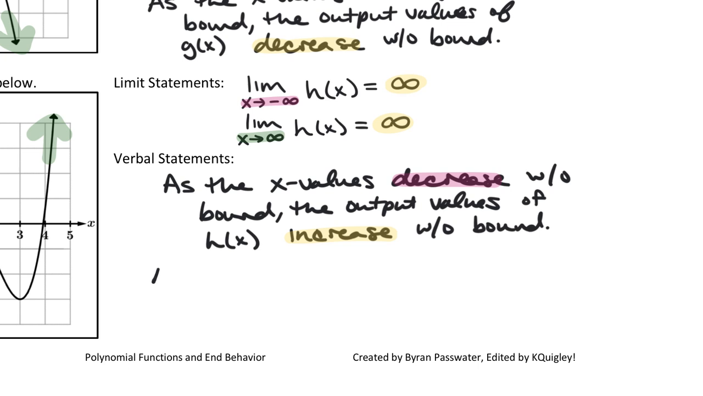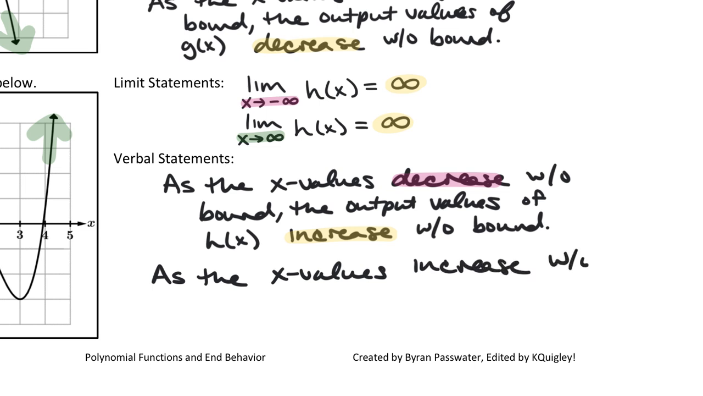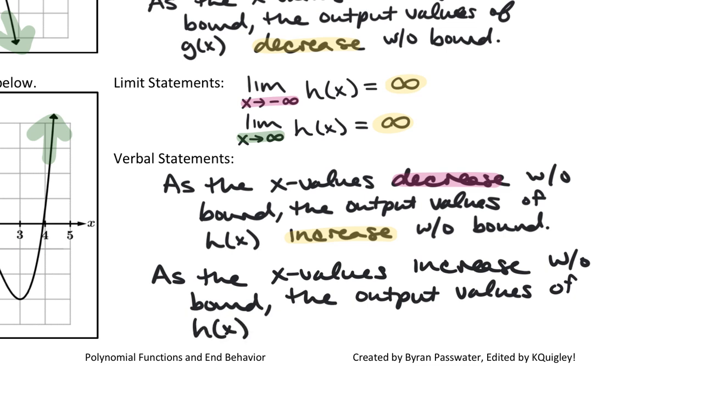The other verbal statement I would write is as the x values this time increase without bound. That means I'm talking about the right side of the graph. The output values of the function called h of x this time, again, switch the letters, are also going to increase without bound because they're also going up to positive infinity. Increasing without bound means I'm going to positive infinity. So x values increase is right side. Output values increase means infinity. Did we get close or did we get it? Love it.